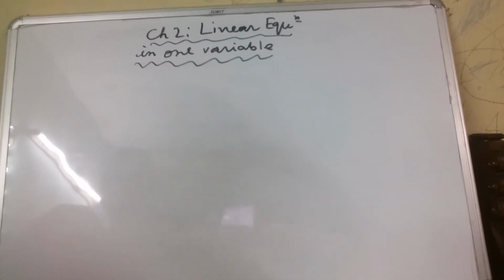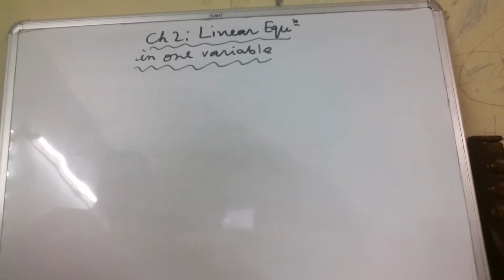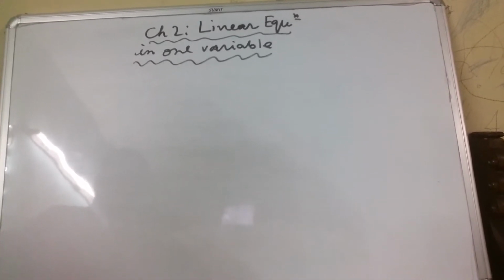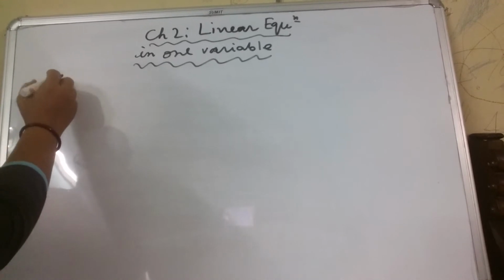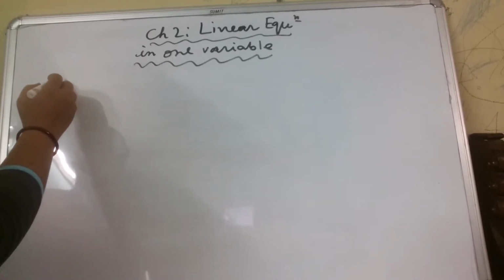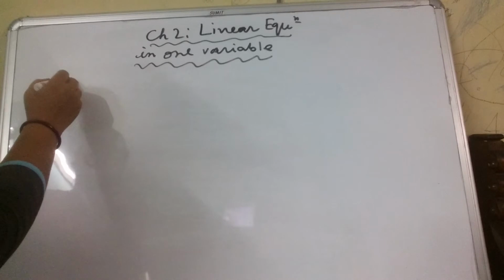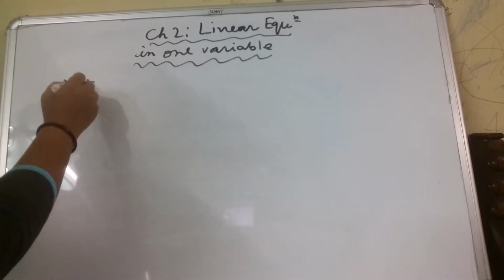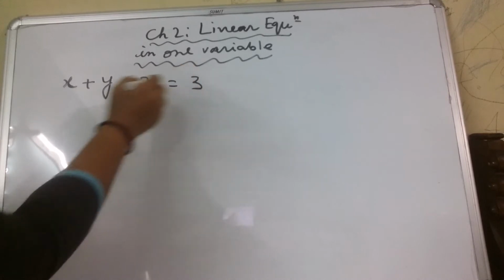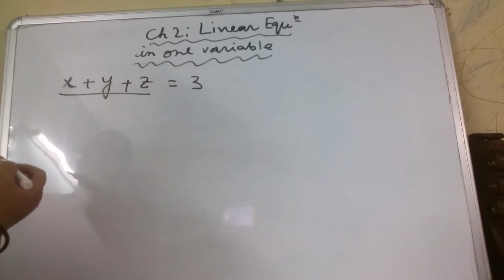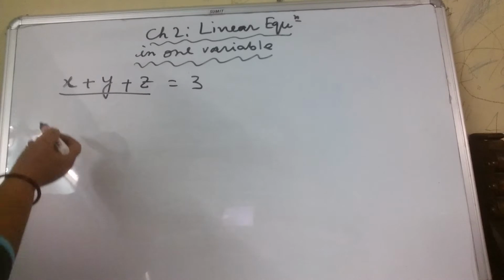Good morning, students. Today we will revise chapter 2, linear equation in one variable. Now, linear equation means it's an equation like x + y + z = 3. It's a linear equation. Okay.